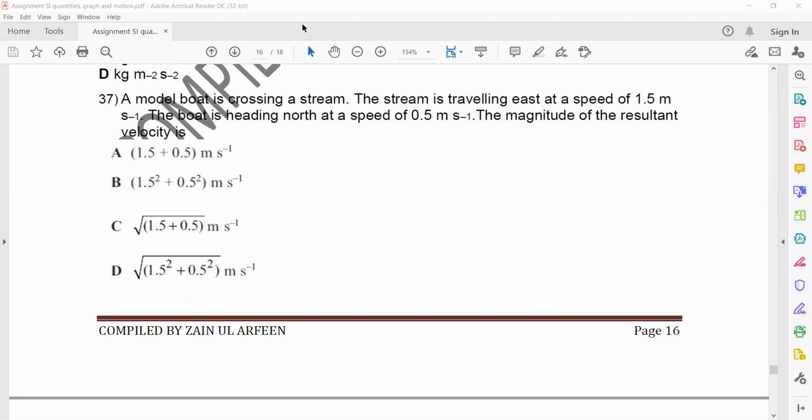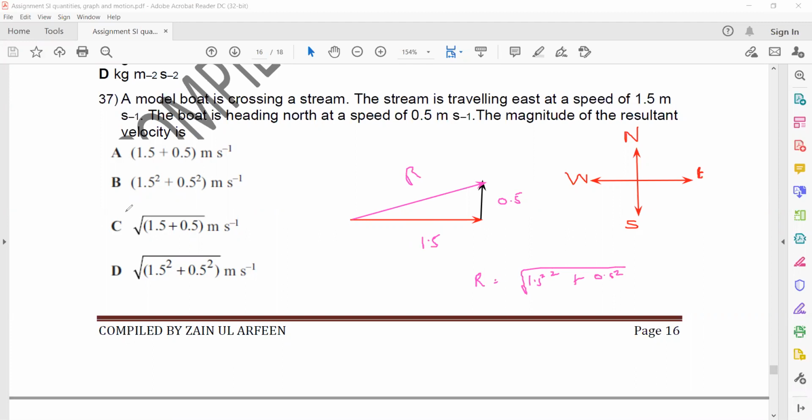A model boat is crossing a stream. The stream is traveling east. So we have the directions: north, south, east, west. The stream is traveling east at a speed of 1.5 meters per second, and the boat is heading north with a speed of 0.5. For the magnitude of the resultant, we find it from the tail of the first to the head of the last. The base here is 1.5 and the perpendicular is 0.5. According to Pythagoras theorem, the resultant will be the square root of 1.5 squared plus 0.5 squared. So D is the right answer.